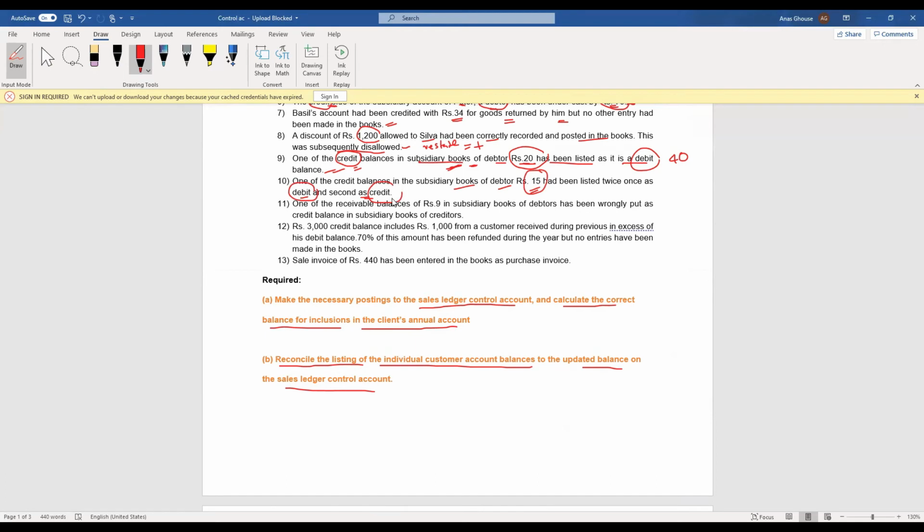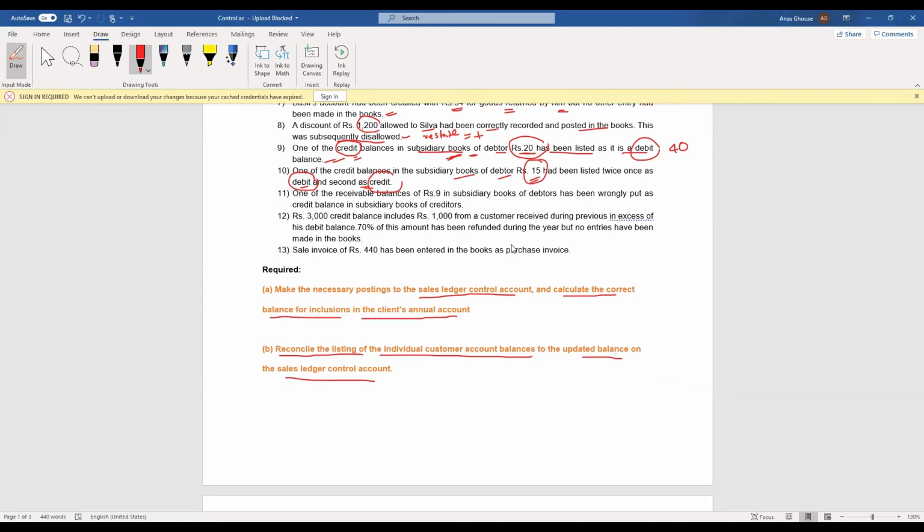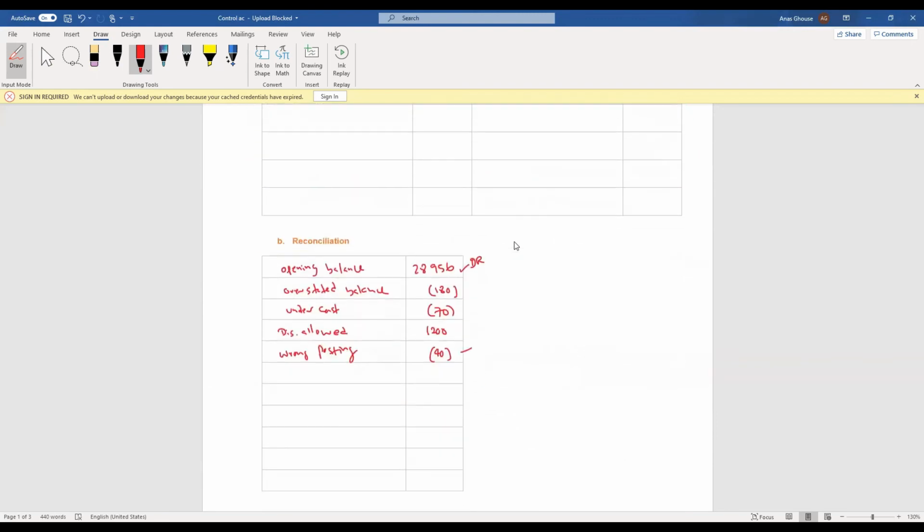So therefore, we need to credit the individual customer account balance, which means we need to deduct this 15 from the total customer debit balances. So the individual customer balance should be credited, which means the impact is minus. Okay, so we can say listed twice. This is the error.